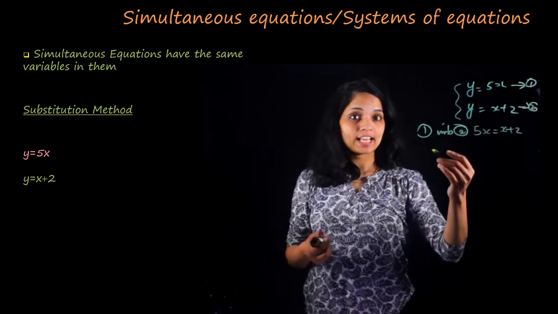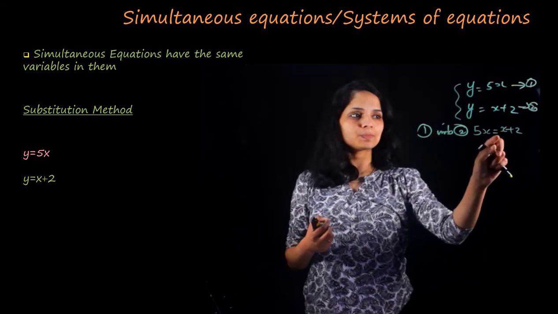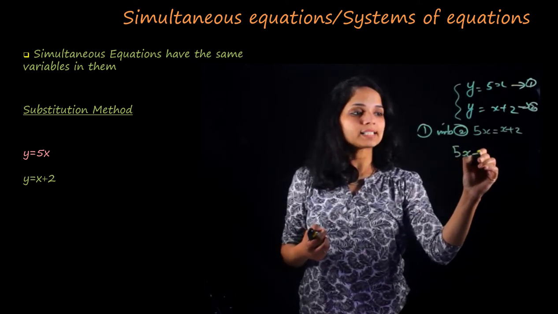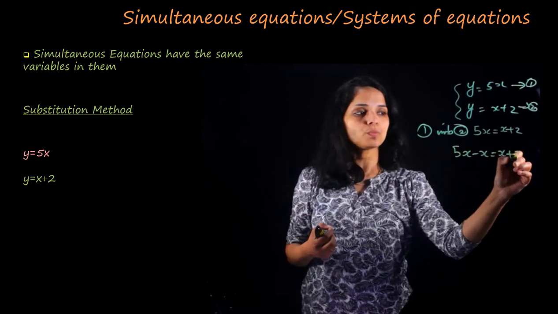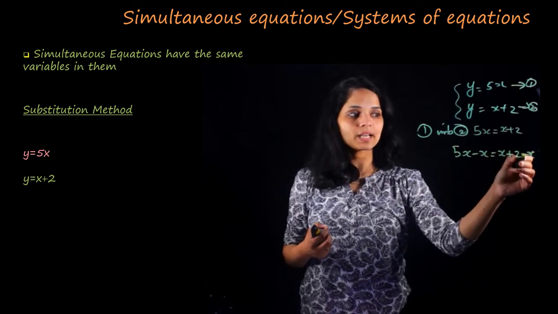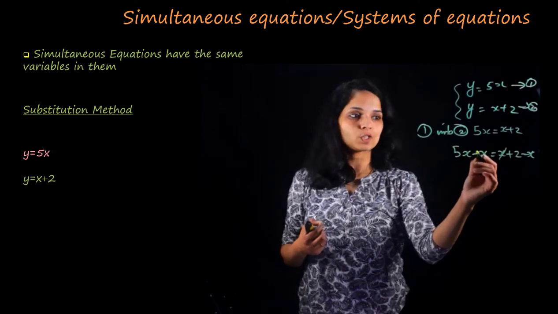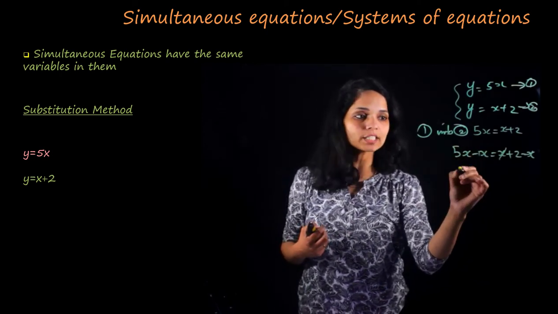Rearrange this equation to get x as the subject, and that is done by subtracting x on both sides. So it's 5x minus x equals x plus 2 minus x. The x and minus x add to give 0. So 5x and minus x, it's minus 1x, and the coefficients are subtracted to give 4.